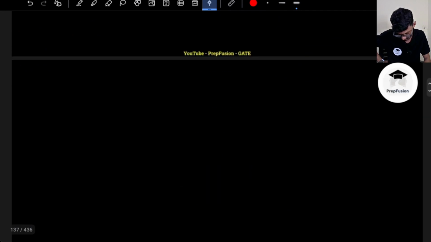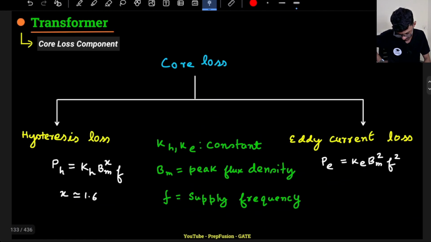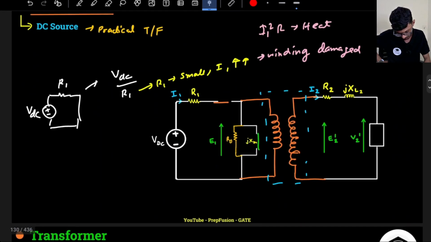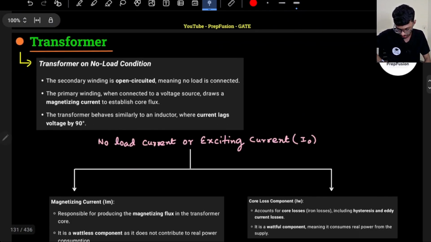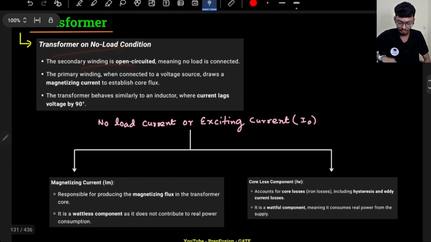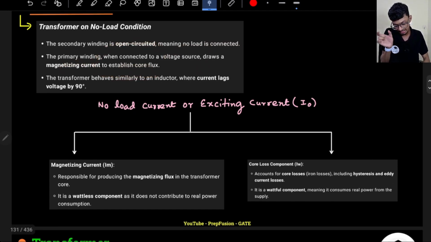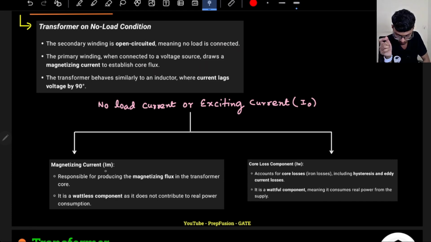Okay, so now let's discuss this core loss component, the no load component. Transformer at no load: the secondary winding is open circuited, so there is no current in the secondary winding, the current is zero. The primary winding, when connected to a voltage source, draws a magnetizing current to establish the core flux that we have discussed. The transformer behaves similarly to an inductor, so the current lags the voltage by 90 degrees. But there are two components. One is known as the magnetizing component. This current, when the output is open circuited, is known as the no load current or exciting current.